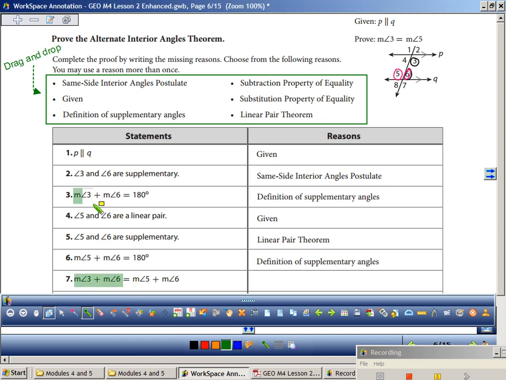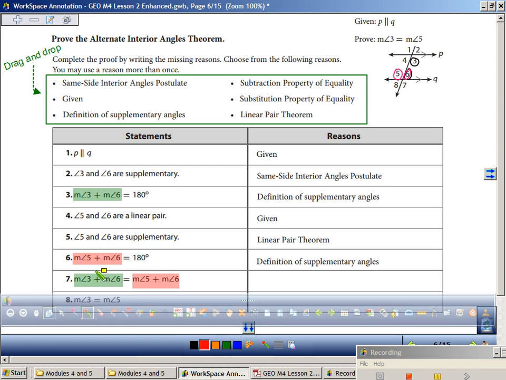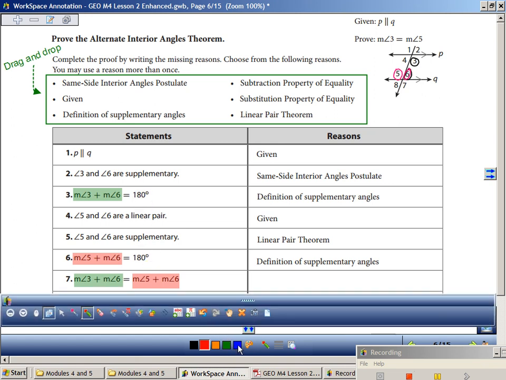Step 3 says measure of 3 and measure of 6. Where do we get the other part, 5 and 6? Step 6 says 5 and 6. So how can I make this connection right here? If this one is 180 and this one is 180, then they're equal to each other. Because 180 equals 180, therefore this must equal this, right? Yeah. Fantastic.